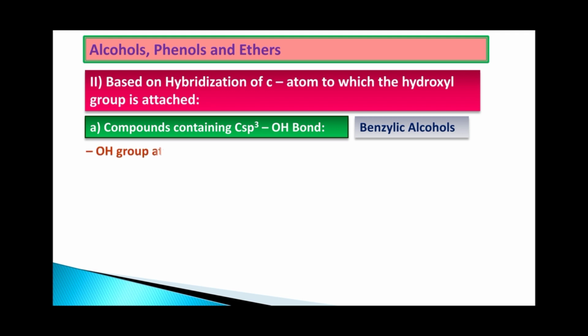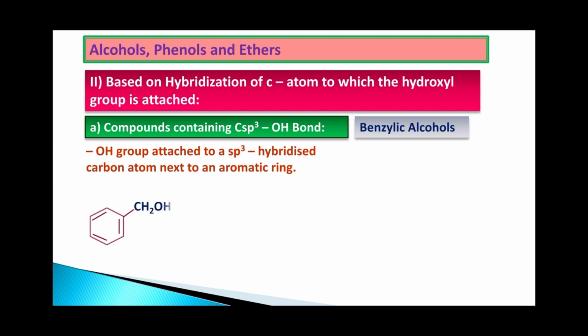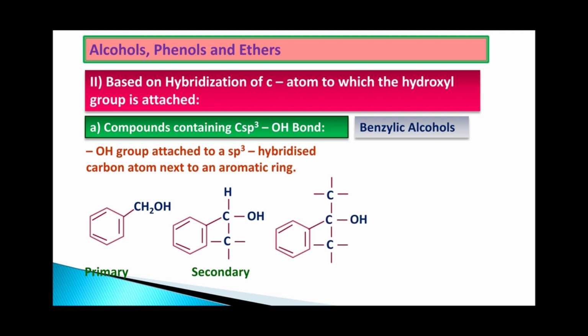When OH is attached to an sp3 hybridized carbon atom next to the aromatic ring, that is called benzylic. Since OH is present on the aliphatic chain, even though an aromatic ring is present, OH is attached to the aliphatic, that is benzylic, carbon. Hence it is called a benzylic alcohol. The first one is benzylic alcohol, which is primary. If I have one more CH3, then it is secondary; with 2 CH3, it is tertiary.